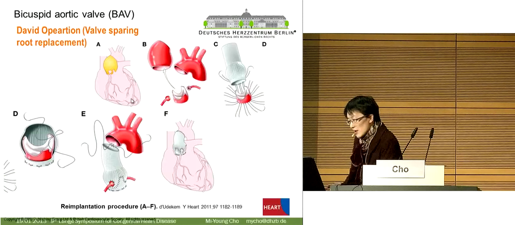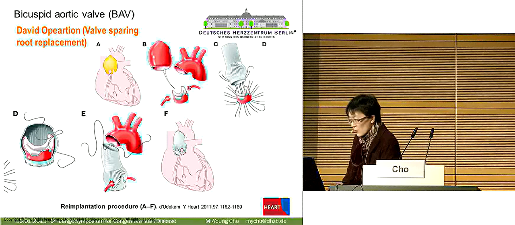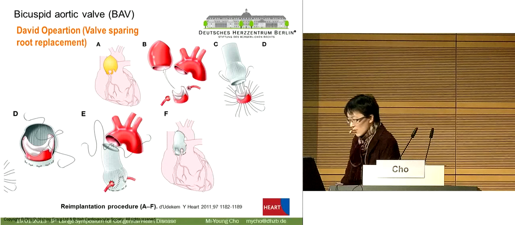Another option is, of course, the David operation. This is the re-implantation technique. You remove the ascending aorta, you remove the sinus of Valsalva, you reconstruct the whole aortic root with the Dacron or Valsalva tube, and then as you kind of make the aortic annulus smaller with this graft, the valve becomes competent again, and you also have to re-implant the coronary buttons.